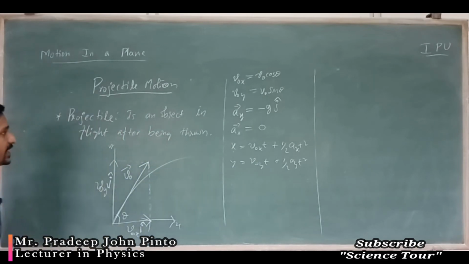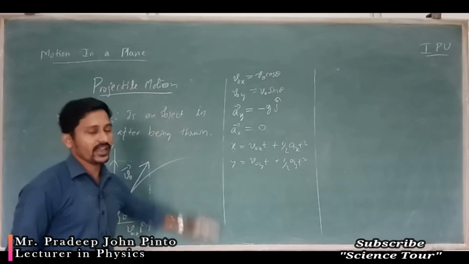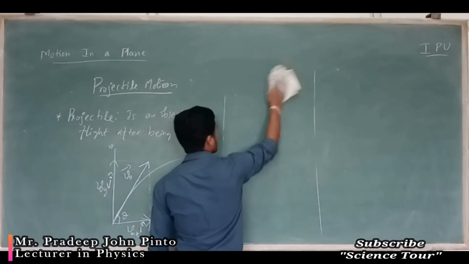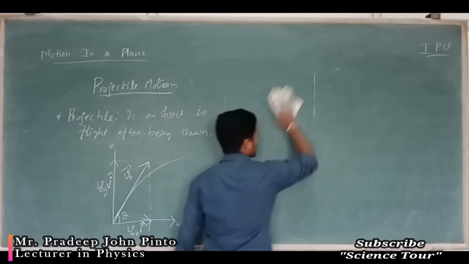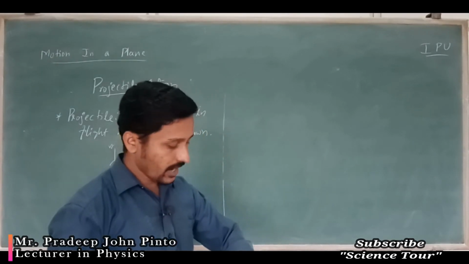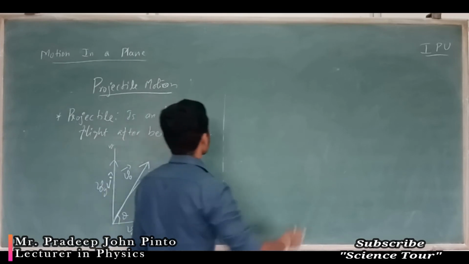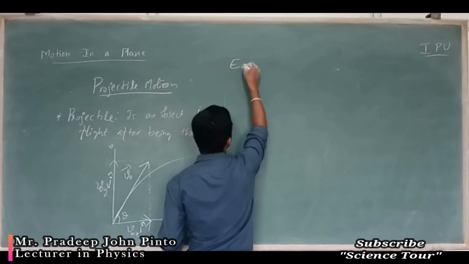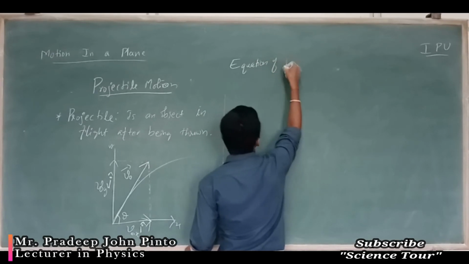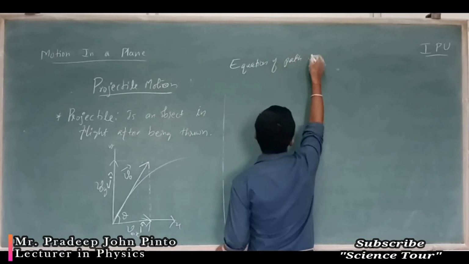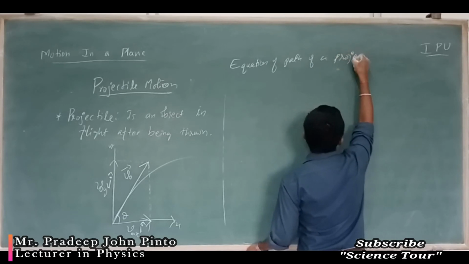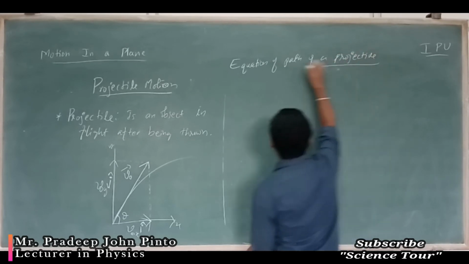Now for the projectile, these are the initial things you should know. I am going to erase it now. We are going to do the derivation, which is nothing but the equation of path of a projectile.